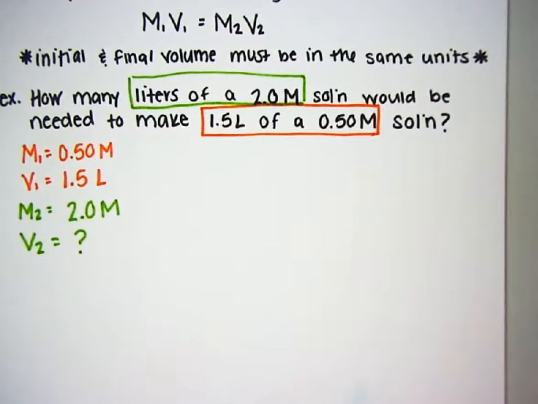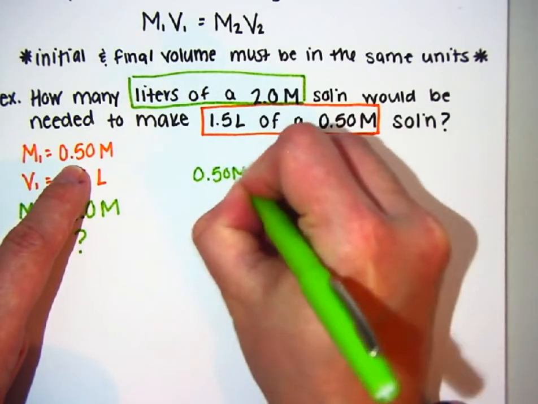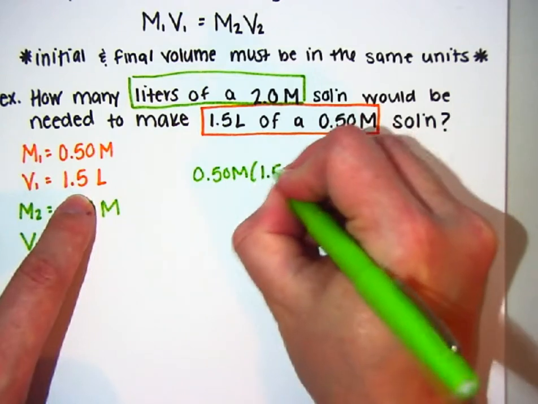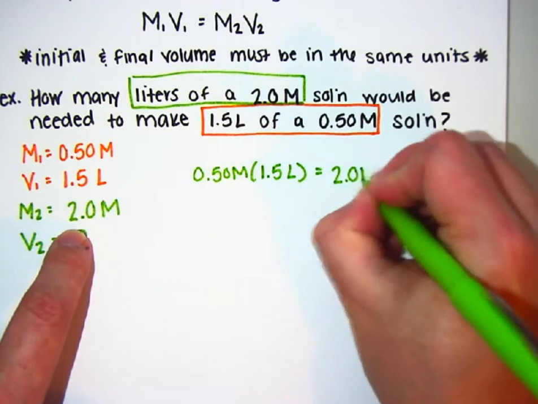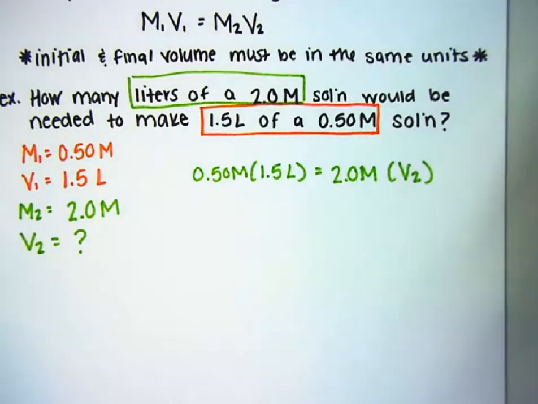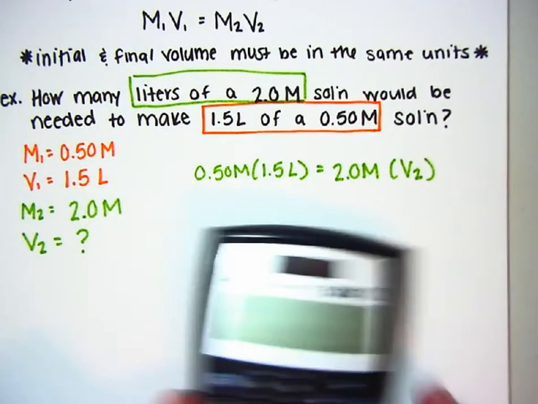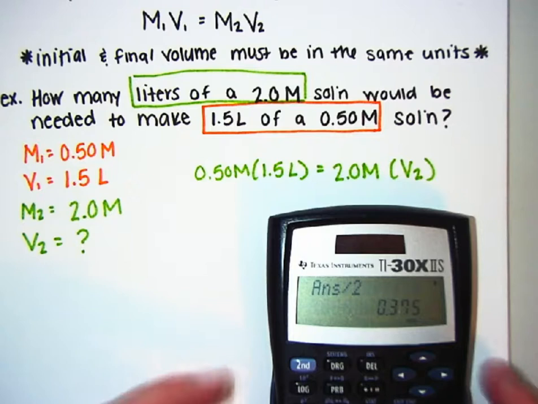Once you have your variables defined, it's just going to be plug and chug. M1 times V1 is equal to M2 times V2. Now we can put this in our calculator and solve for the missing variable. I get 0.375.